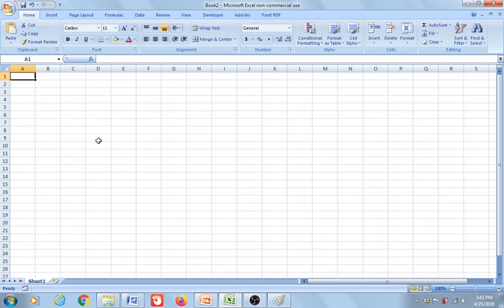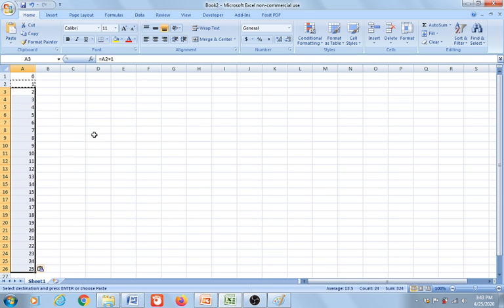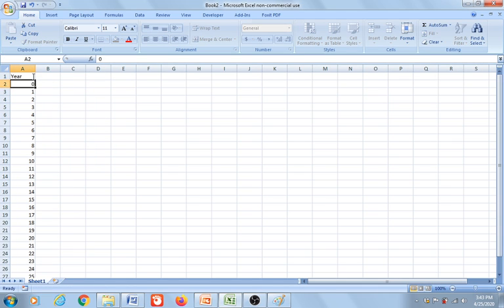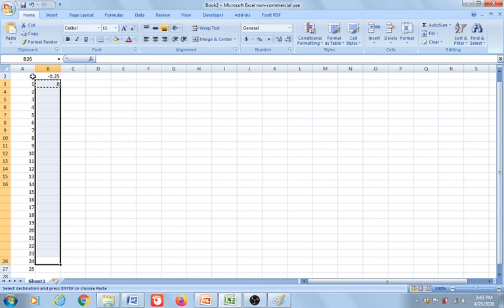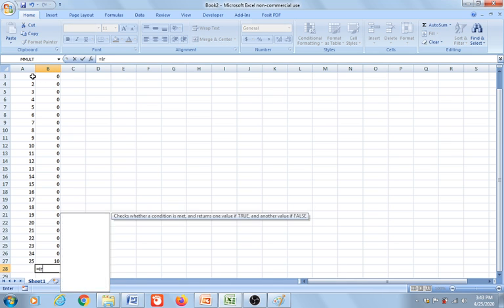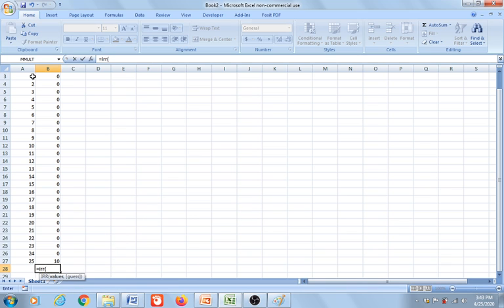So remember, we have 25 here. So this is the year and the cash flow. The cash flow in year 0 is minus 0.25, and the cash flow in year 1 is 0, until year 24. And then the cash flow in year 25 is 10 million. So the rate of return is the IRR. That is the formula in Excel to calculate rate of return.